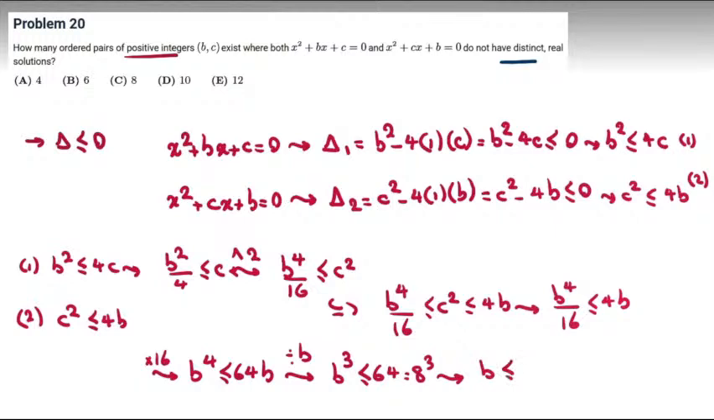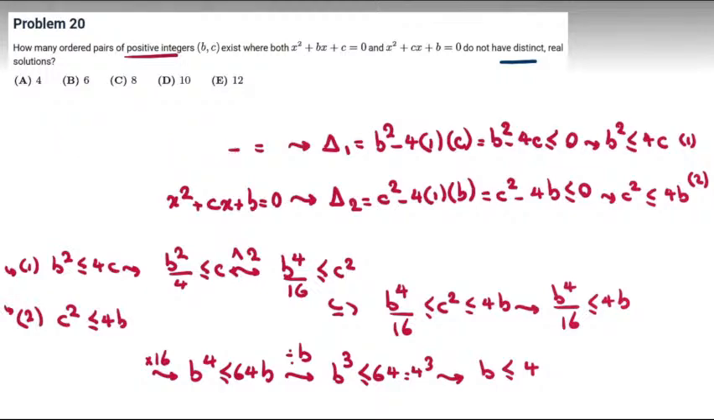So b will be less than or equal to 8. Sorry, 64 is 4 cubed. So b will be less than or equal to 4. Now I should check different cases. For b up to 4, let's check all cases. I want to check these two inequalities, this one and this. Okay.